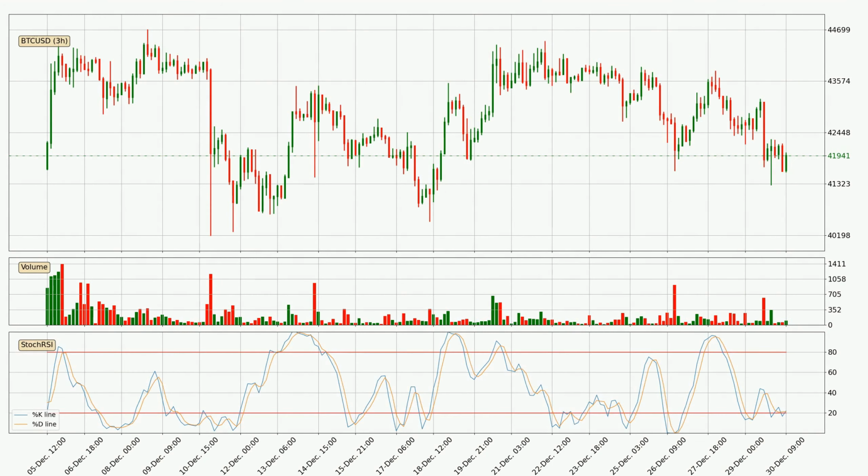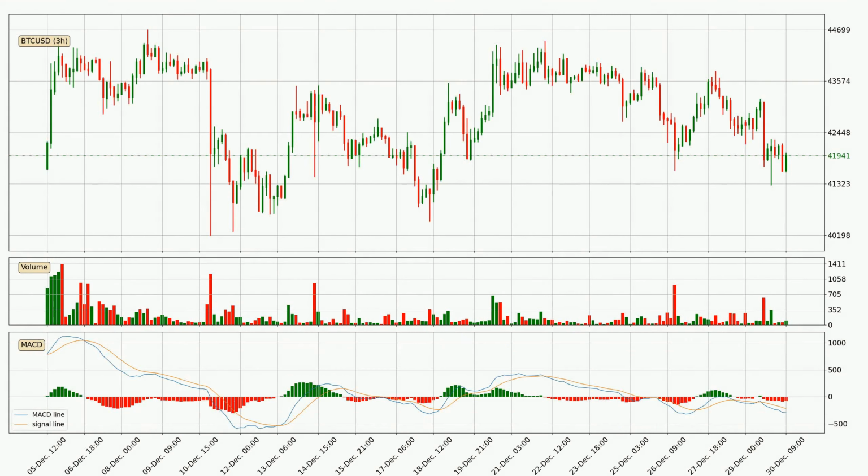Jumping to the 3-hourly stochastic RSI, there are no signs of the stochastic RSI being oversold or overbought at this time. Looking at the 3-hourly MACD, the MACD line is below the signal line, which shows that the current trend is on the downside. The MACD histogram shows that the momentum is currently indecisive, so consolidation for some time or shifting the momentum could be expected, and it is to wait to see if the MACD line will cross the signal line, which will be bullish.